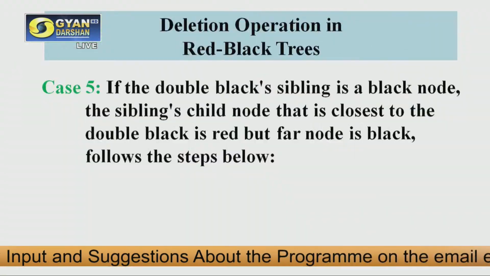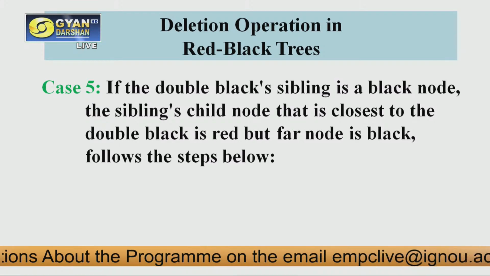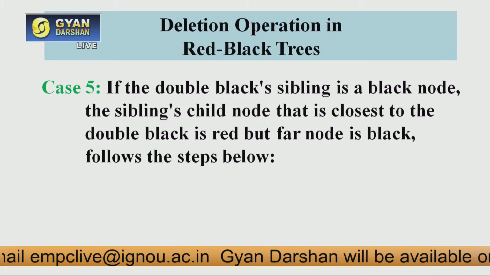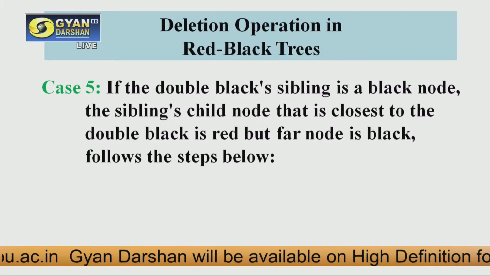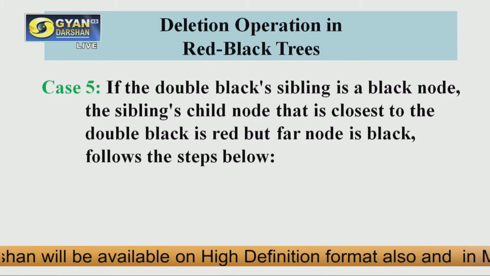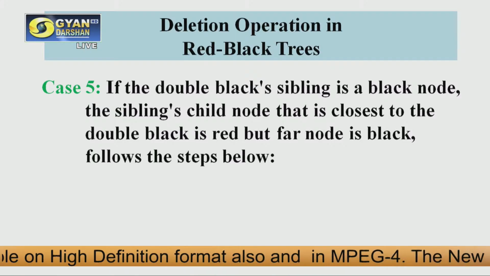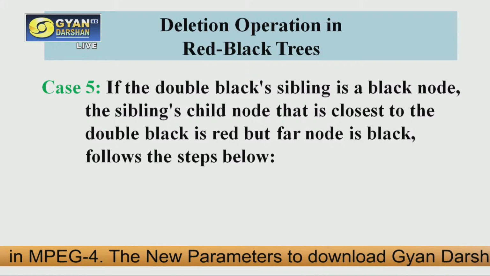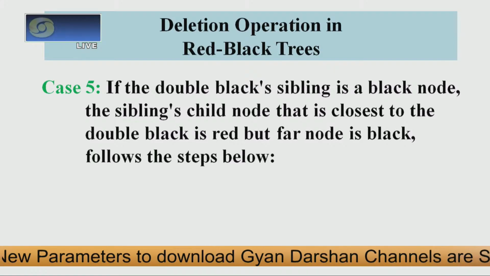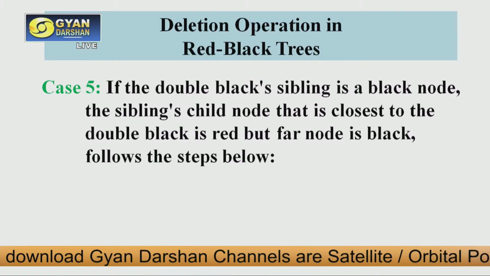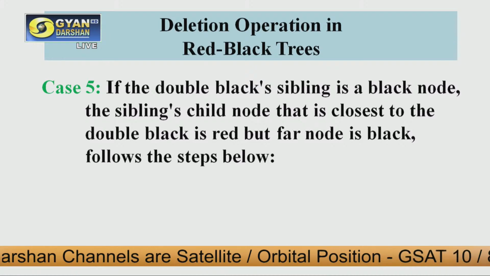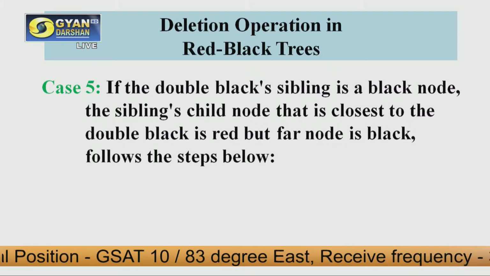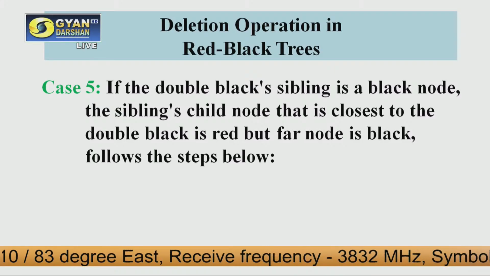Then case 5 is that if the double black's sibling is a black node. The double black's sibling is a black node. The sibling's child node that is closest to the double black is red, but the far node is black. So here we consider the sibling node and the sibling's children as well. If the near sibling child is red and the farthest sibling child is black, then what do we do in that case?